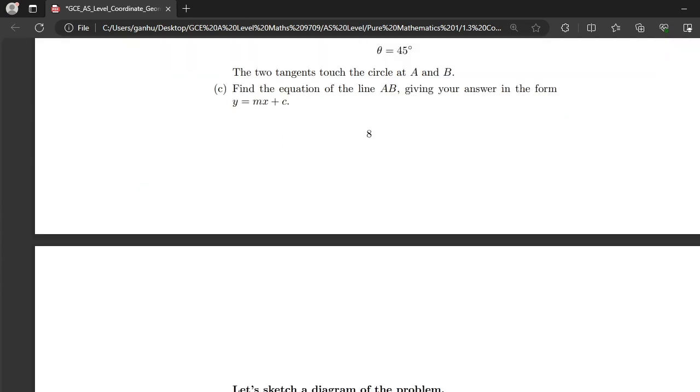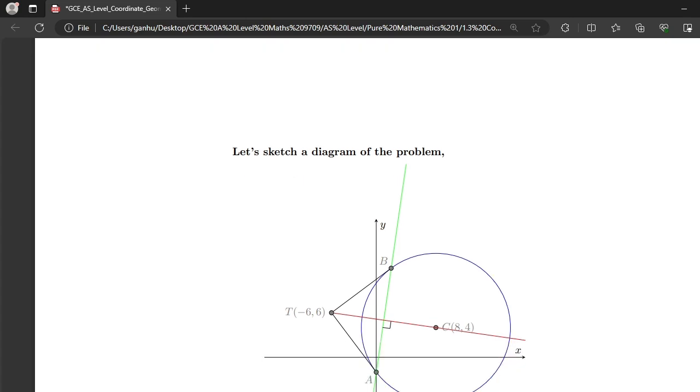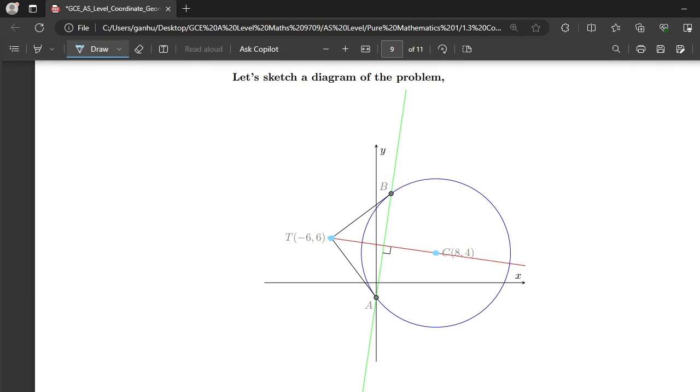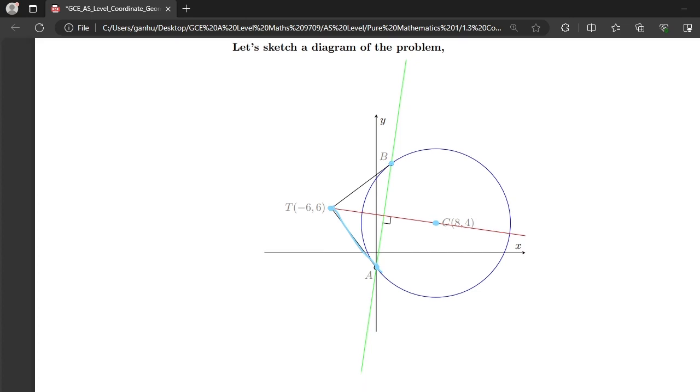Now let's move on to part C. The two tangents touch the circle at A and B. Find the equation of the line AB, giving your answer in the form y equals mx plus c. Okay, so let's start by sketching a diagram of our problem. So again, we have our circle with center C, and we have our point T (-6, 6), and we are told that our two tangents touch the circle at point A and point B, and we are required to find the equation of the line through A and B.